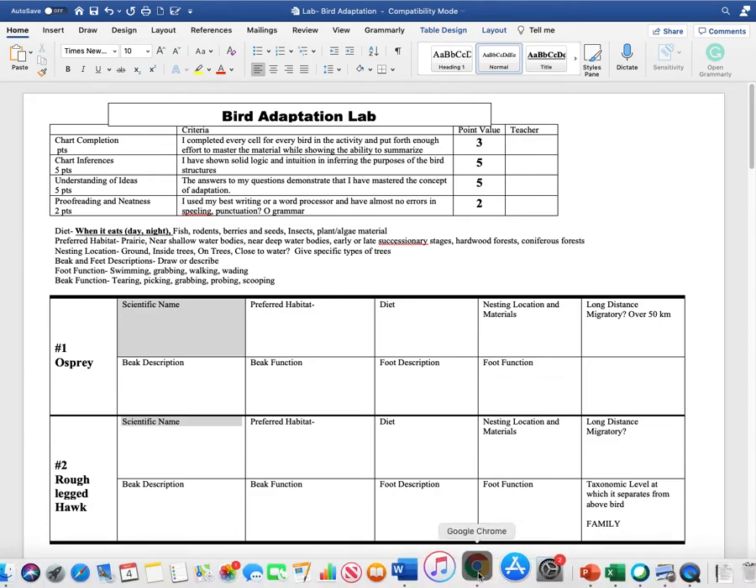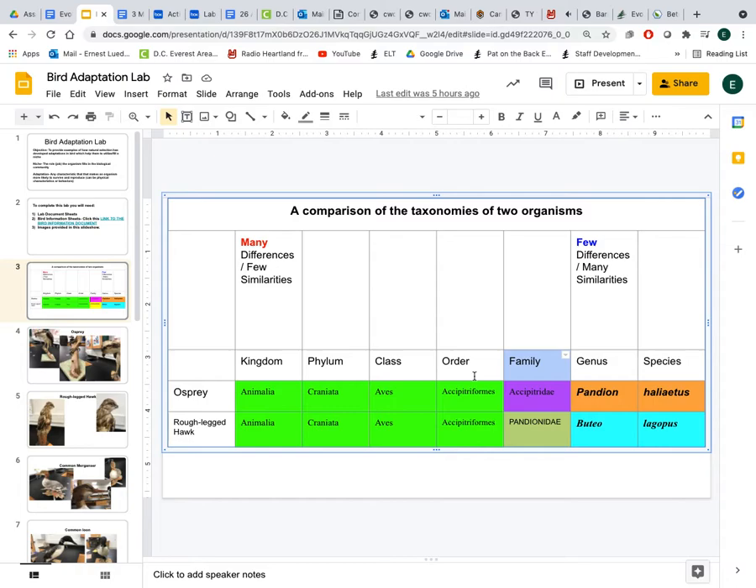And what you're going to notice is that if birds are in the same genus, then there are going to be many, many similarities between those two birds, and there will be few differences.